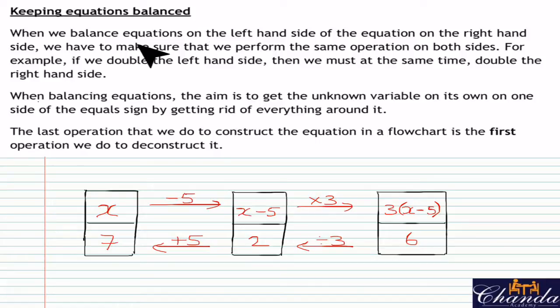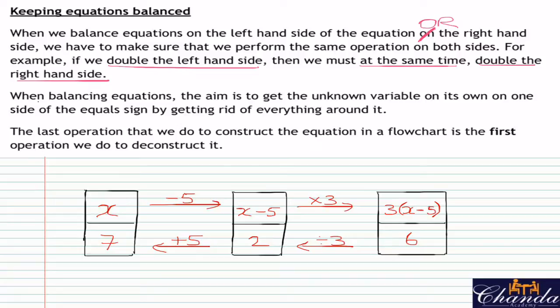Now when we balance equations, on the left hand side of the equation, on the right hand side, that should be an or. So let me just replace that quickly. Or the right hand side, okay, that's or the right hand side, we have to make sure that we perform the same operation on both sides. For example, if we double the left hand side, then we must at the same time double the right hand side. Okay, so that's how we keep equations balanced, by doing the same thing to the left hand side that we do to the right hand side and vice versa.